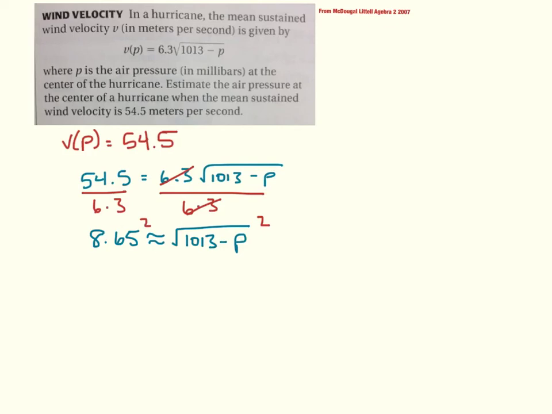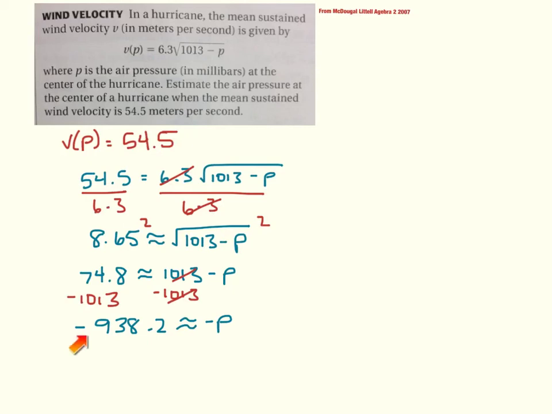So 8.65 squared. We would have just kept that number in our calculator so we didn't keep rounding. And this would come out to about 74.8. So that's about 1013 minus p. Alright, I'm solving for p. So my next step, I'm going to get p by itself by subtracting 1013 from each side. I've got negative 938.2 is about equal to negative p. Well, if negative 938.2 is equal to negative p, that means p is about equal to 938.2. You just change the signs of both sides.